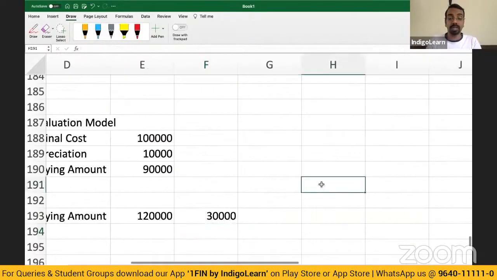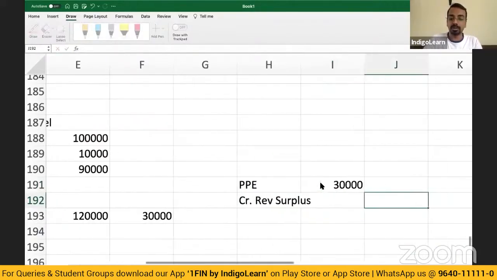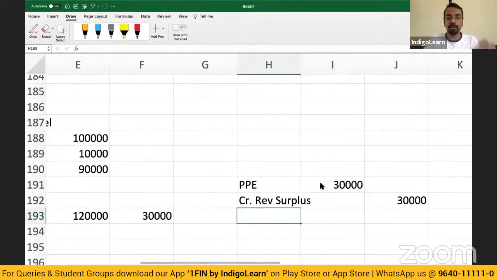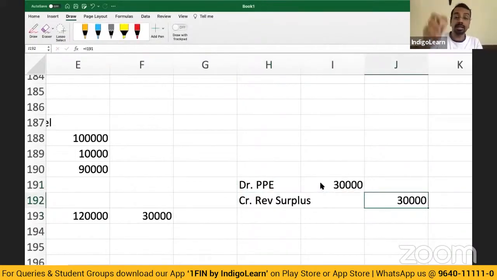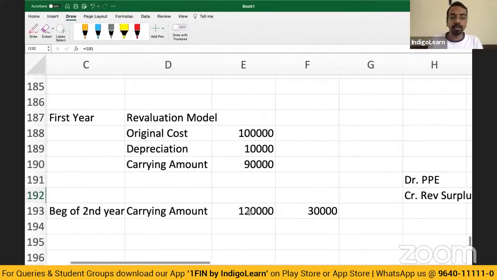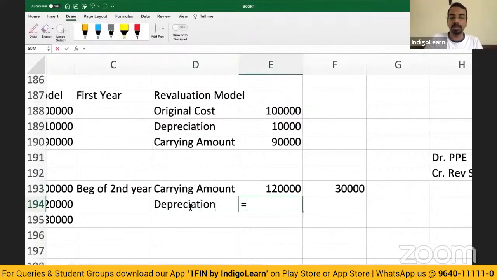What will be the entry? The entry will be property, plant and equipment. You have increased it by 30,000, and you will credit revaluation surplus by 30,000. I'm not writing "to" and "from", just understand this as debit and credit. In examination, you have to write PPE debit to revaluation surplus. You will credit this surplus to the revaluation surplus account. You will not credit it to P&L. Please note this.